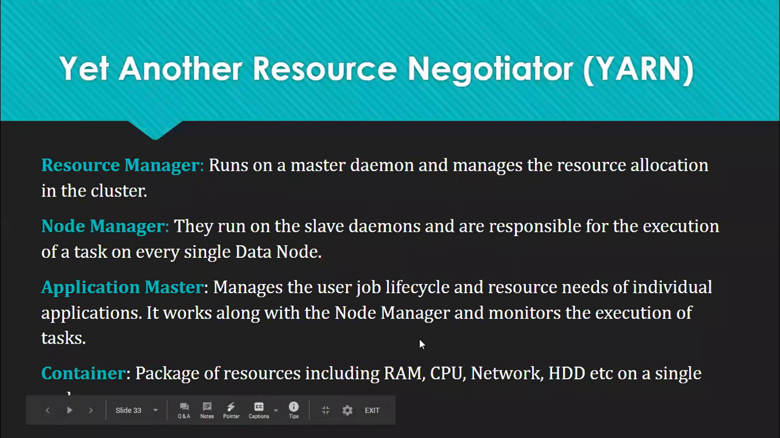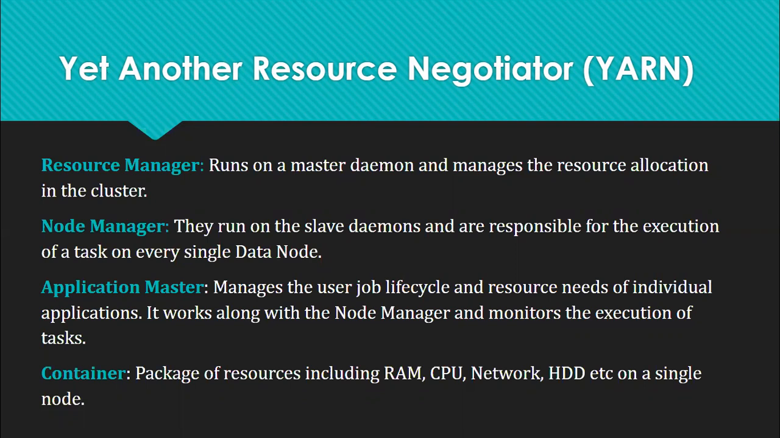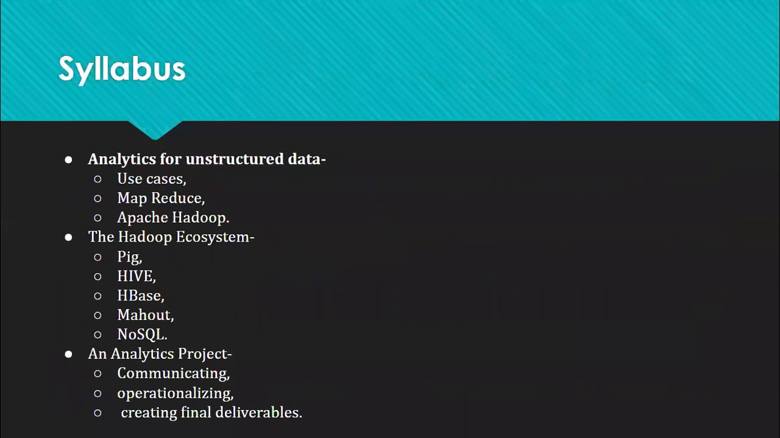So this is what YARN is, what the architecture of YARN is, and what the use of each and every component in that architecture is. So here the first point from our syllabus we have completed, that is, we have seen the different use cases. 3 use cases we have seen: IBM Watson, second is LinkedIn, and third one is Yahoo.